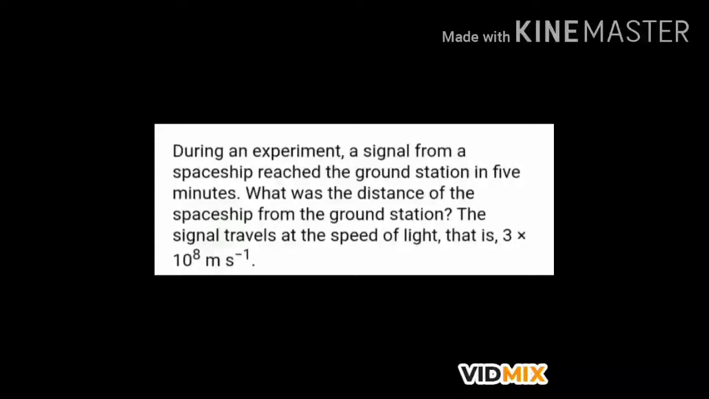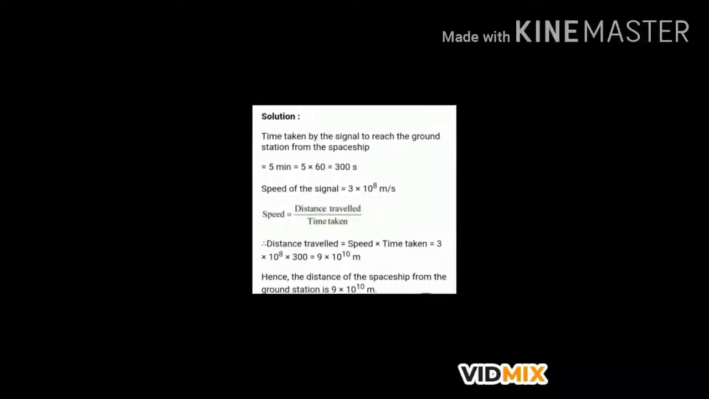In this you have to find out the distance. So let's see how you will find out. The time taken by the signal to reach the ground station from the spaceship is 5 minutes. You will convert these minutes into seconds. As you know, 1 minute equals 60 seconds. So in 5 minutes, how many seconds will be there? 300 seconds. Now the speed of the signal is given, that is 3 into 10 to the power 8 meter per second.